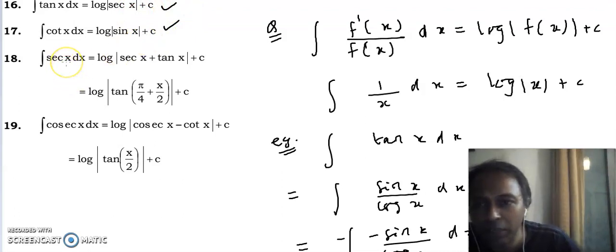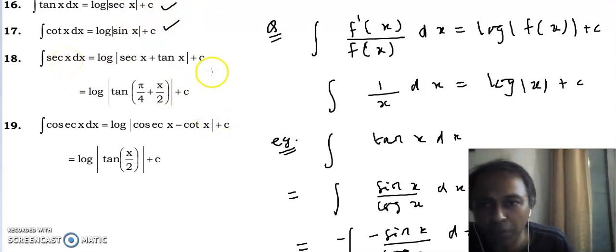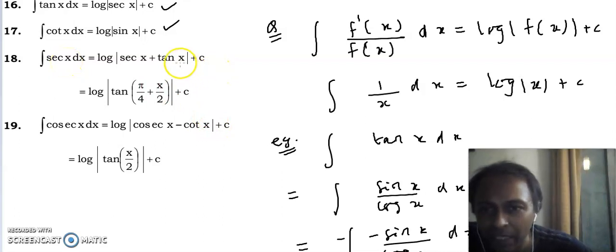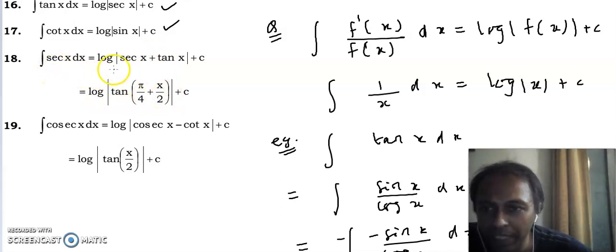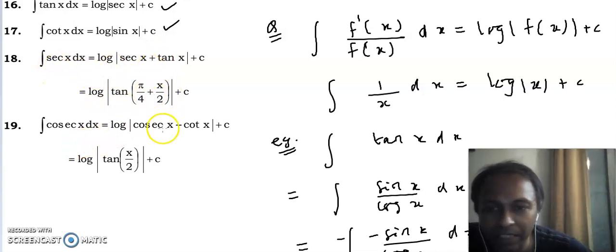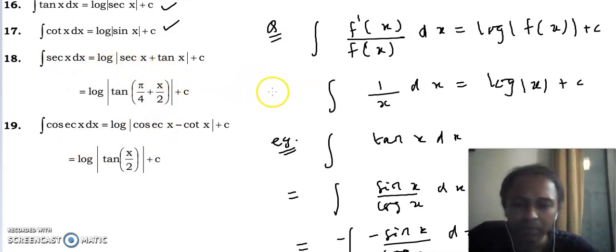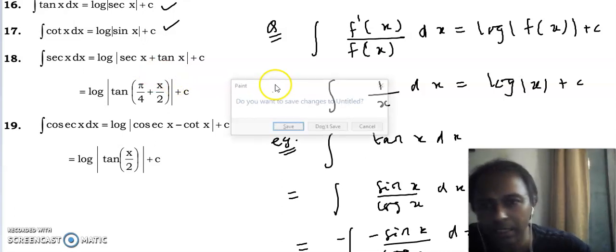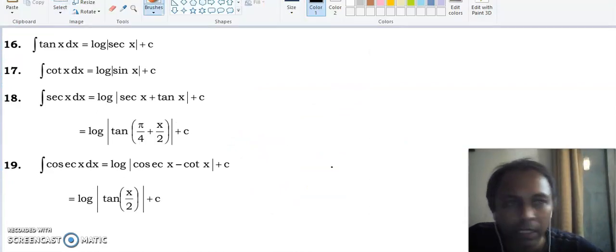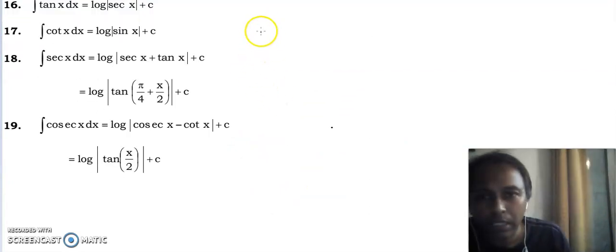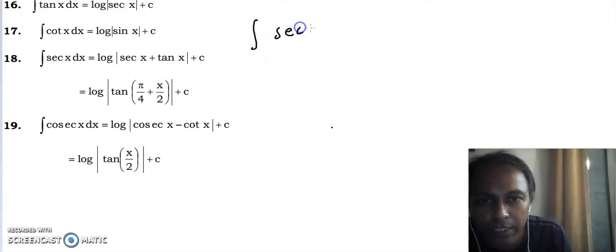Next is the integral of sec x, which is log of mod of sec x plus tan x. And this on simplifying becomes log mod tan pi by 4 plus x by 2. We'll try deriving the 18th formula, as the 19th is similar. Let us continue with the 18th one. In the 18th one, let us copy the integral of sec x.